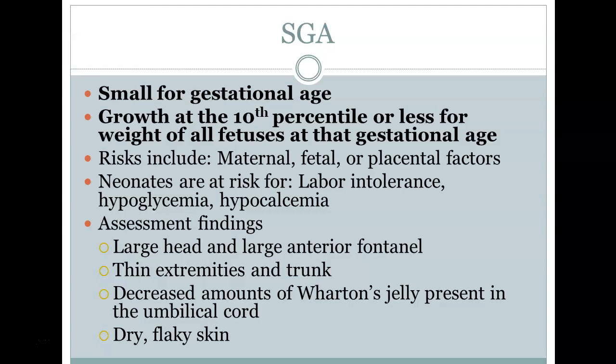So risk factors that can cause a baby to be SGA can be maternal, fetal, or placental. Neonates are at higher risk for cold intolerance, hypoglycemia, or hypocalcemia if they are born SGA. And the assessment findings are often a large head and a large anterior fontanelle as compared to the body, thin extremities and trunk, a decreased amount of Wharton's jelly, or that protective coating around the umbilical cord, and dry, flaky skin.